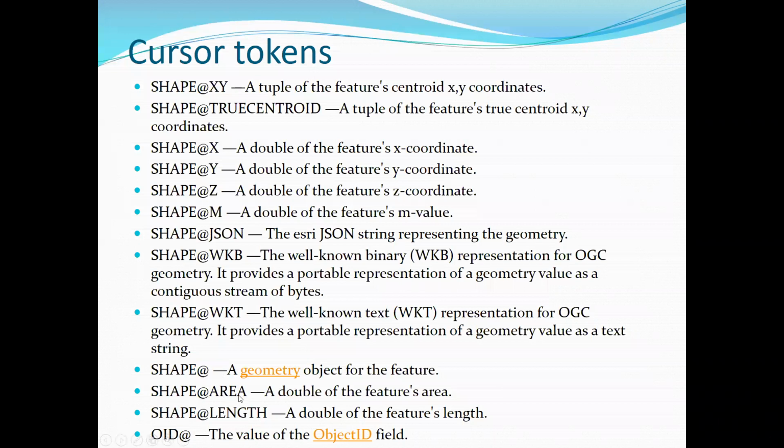Shape at area, you cannot specify the unit like you can in a field calculator. It's going to give you a double of the feature's area in the units of the projection system that it's in. Same for length. OID will give you the object ID field. So whether that's SDE, a GUID or an OID or FID, no matter what the field name is, it's going to know which one is the object ID and return that value.